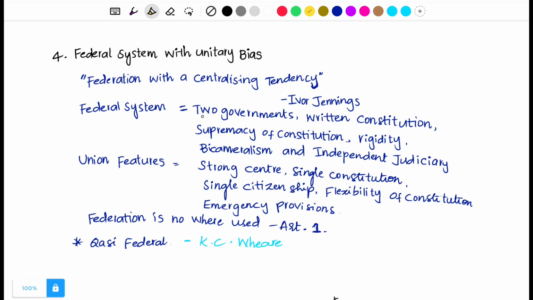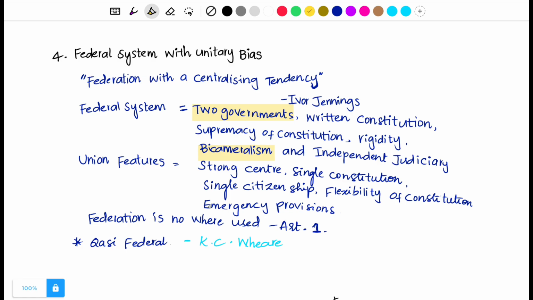There are some provisions in the constitution that prove we are a federal system. The two governments, both at the center and the state, a written constitution, the supremacy of the constitution, rigidity, bicameralism, that means we have both houses, Lok Sabha and Rajya Sabha, and an independent judiciary prove the federal system. In the independent judiciary, we have the Supreme Court at the highest level and the high courts in the states, and subordinate courts and district courts further in the hierarchy.